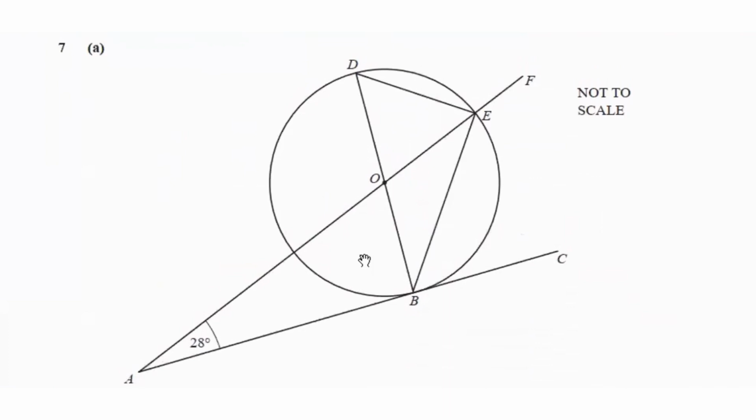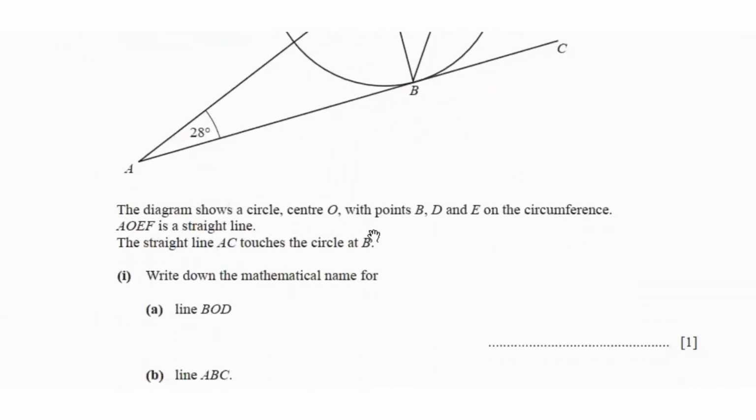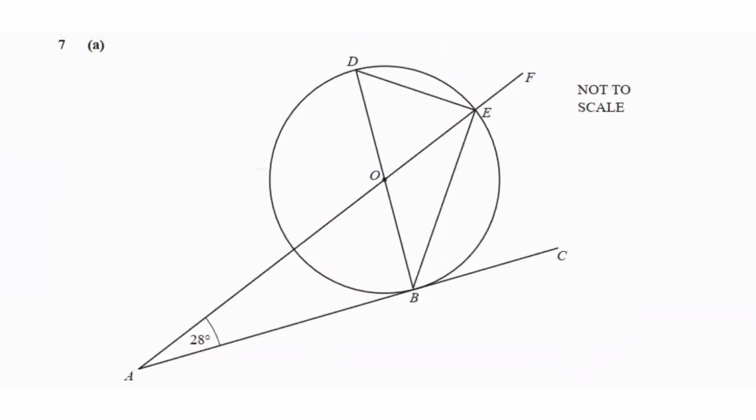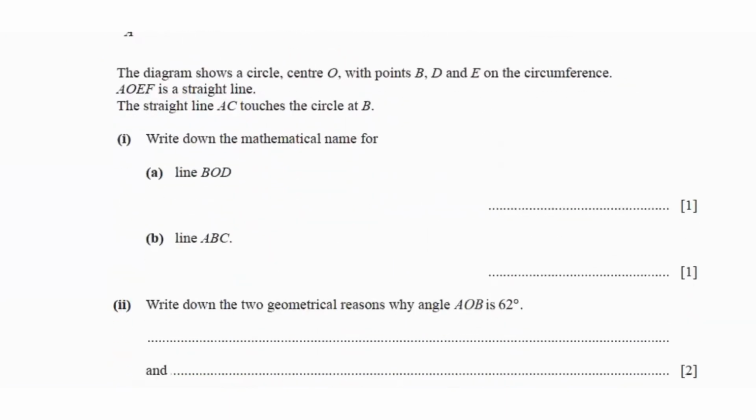And the next question says that the diagram shows a circle with center O and points B, D, and E on the circumference. AOEF is a straight line. The straight line AC touches the circle at B. Write down the mathematical name of BOD. BOD is basically this line. So since it's passing through the center and touching the circumference, that means it's the diameter. So this will be the diameter. Then it says line ABC.